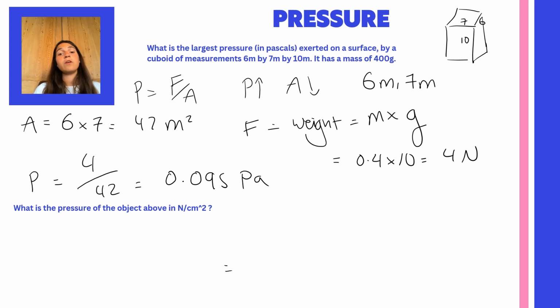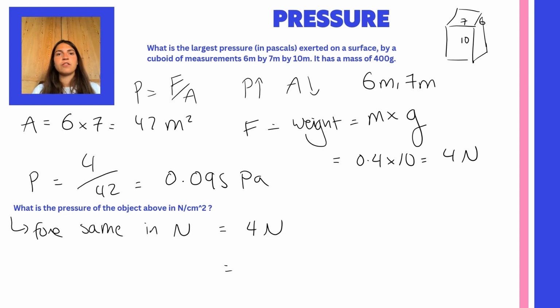Okay, what is the pressure of the object above in newtons per centimetre squared? So, when you work out something in pascals, the equivalent unit is newtons per metre squared. If you think about it, it's dividing the force in newtons by your area in metres squared. So here what it's asking me to do is find the pressure again, but this time in newtons per centimetre squared. So I might notice that actually the force is still in newtons. That's still exactly the same. So the force that I'm going to be using is still that 4 newtons.